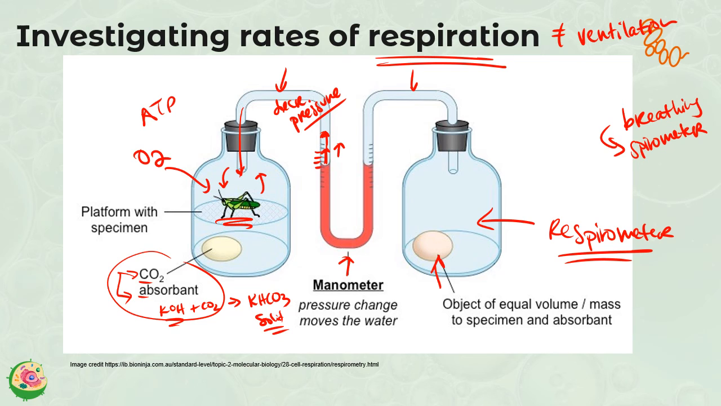Over here, I do have some object that gives me equal volumes to the stuff that I have over here, because I don't want to have more space and less space. So this is just a control for volume. And again, as the grasshopper is consuming the oxygen, there's a decrease in pressure here, which allows the colored water to move up that tube. We can measure over time, because we want rates to be over time, the distance that that water moves, and that's our rate of aerobic respiration.